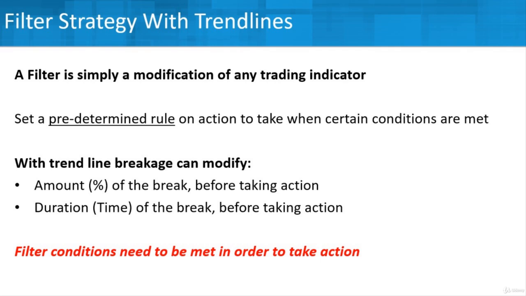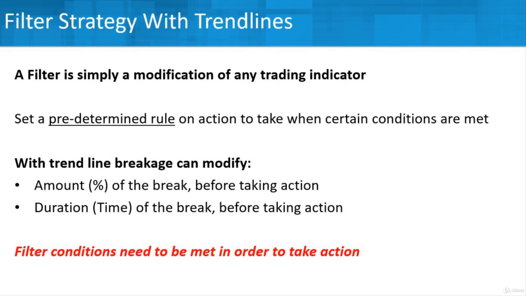In this case, we're looking for a trend line breakage, right? We're doing a filter, a predetermined rule that when a trend line is broken, we can modify the clear rule of whether to buy or sell by adjusting it with a filter. That filter can be an amount or a percentage of the break. So it needs to break by a certain percentage before we'll take action, not simply breaking, but doing so by a significant or certain amount of percentage breakage, or duration or time of the break.